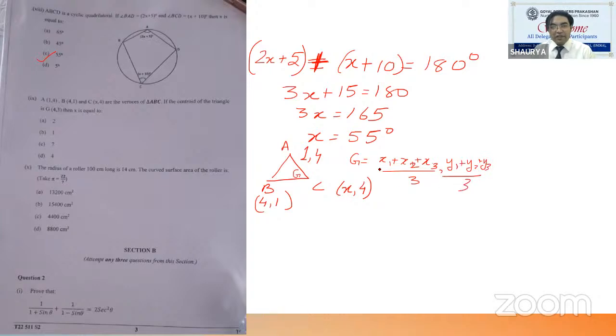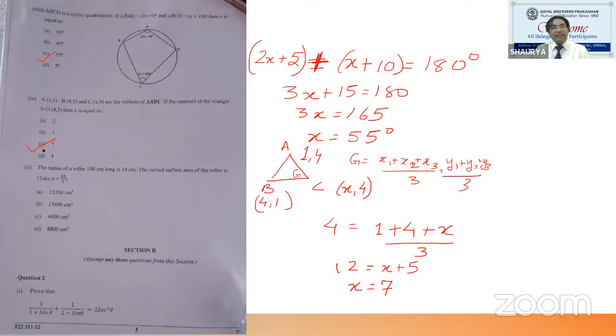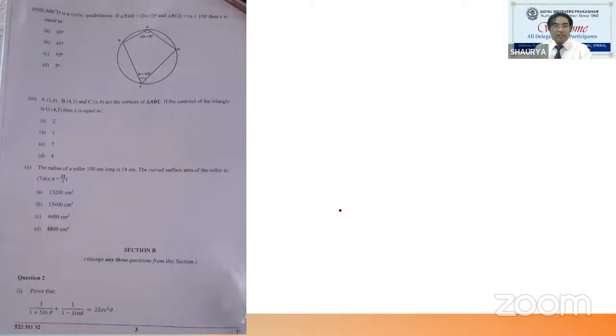So we can just take the x coordinate of the centroid. Since x is to be found, it is 4, is equal to x coordinate of point A, which is 1, x coordinate of point B, which is 4, and the unknown x coordinate of point C, which is x, whole divided by 3. So that will give me 12 is equal to x plus 5, or x is equal to 7. So we have our ninth answer. The x coordinate of point C is 7. So point C was basically 7, 4. I hope it's clear. Coming to the last MCQ, that is the 10th one.